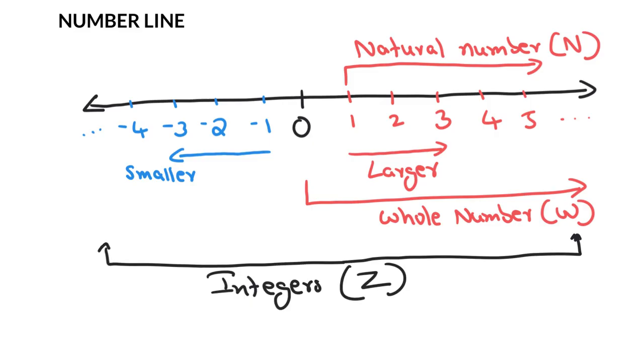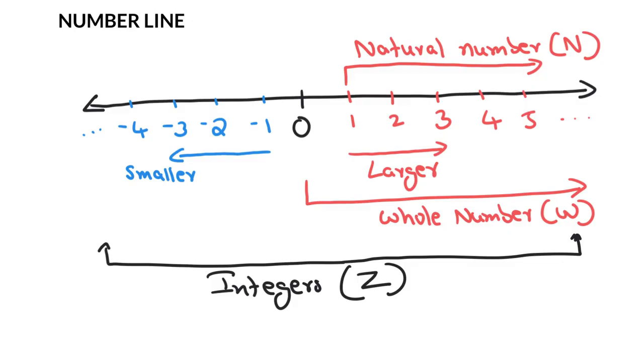Why are they represented with the letter Z? Because Z comes from the German word zählen, which means to count. So basically, all the numbers like -4, -3, -2, -1, 0, 1, 2, 3, 4, 5, and so on, they all are integers.